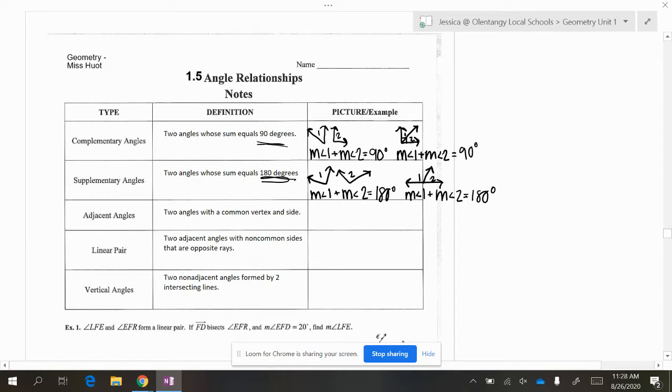Adjacent angles. The word adjacent means next to. So the definition for that is two angles with a common vertex and a common side. So it's two angles right next to each other. So 1, 2, they share this common vertex, they share this common side. So they are next to each other.